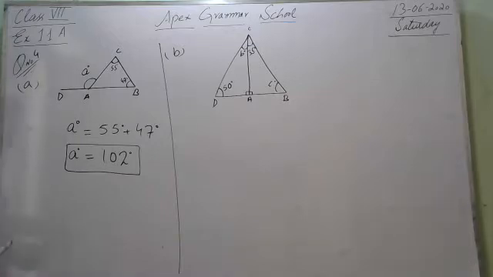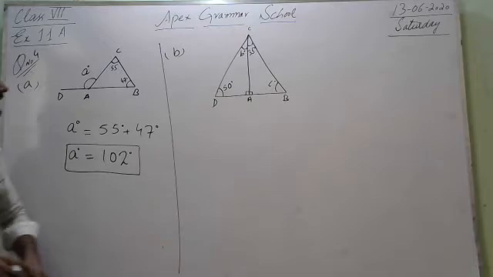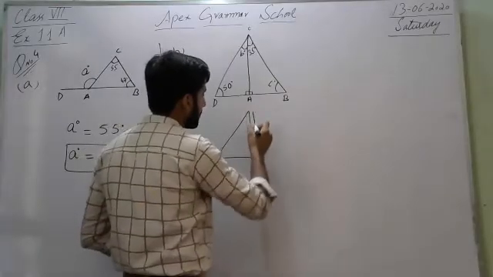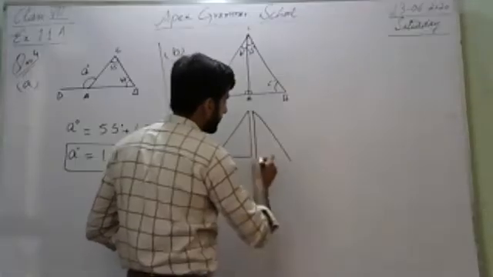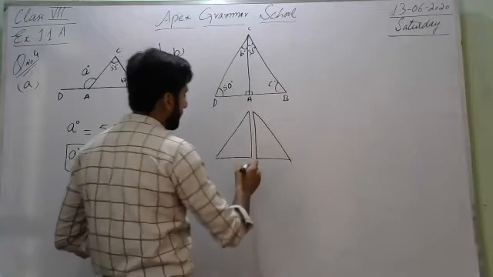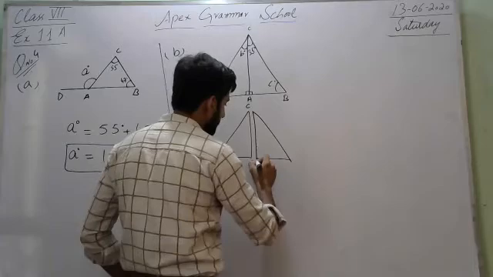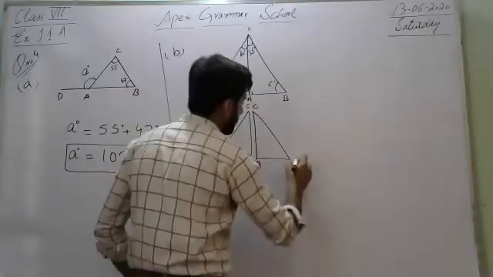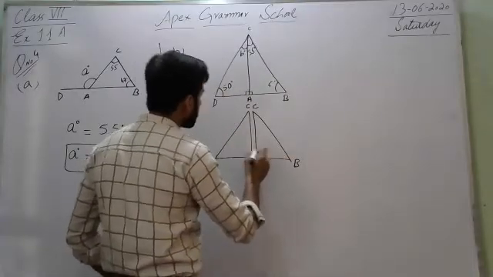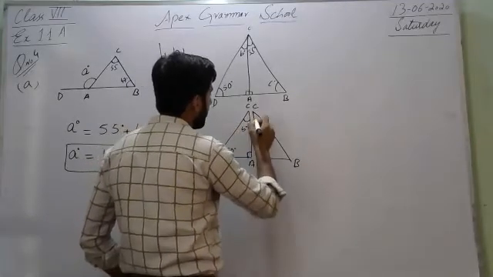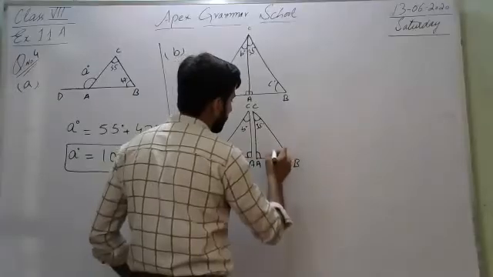B part, you can see that there is a straight line A and C. Now this is the combination of two triangles. If I separate them, it looks like this. One is this and the other one is this. A is common. A, C, D, and next is A, C, B. These are two right angles. Here is 50 degree and we have to find B degree. Here 35 degree is given and we have to find C degree.